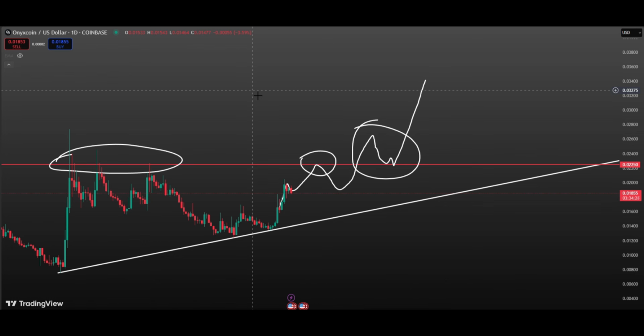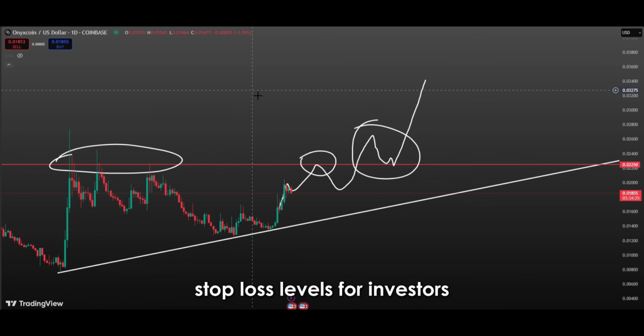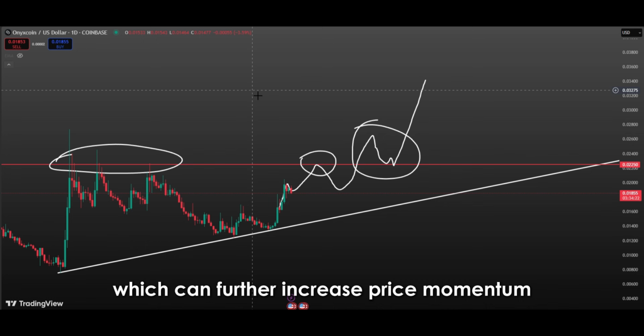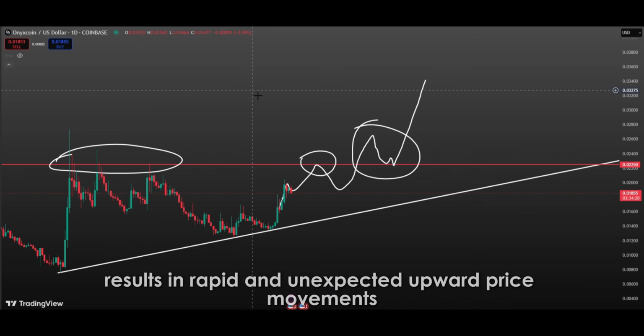Furthermore, breaking this resistance zone may trigger stop-loss levels for investors holding short positions, forcing them to close their trades. These position closures create additional buying pressure, which can further increase price momentum. This phenomenon is known as a short squeeze and often results in rapid and unexpected upward price movements.